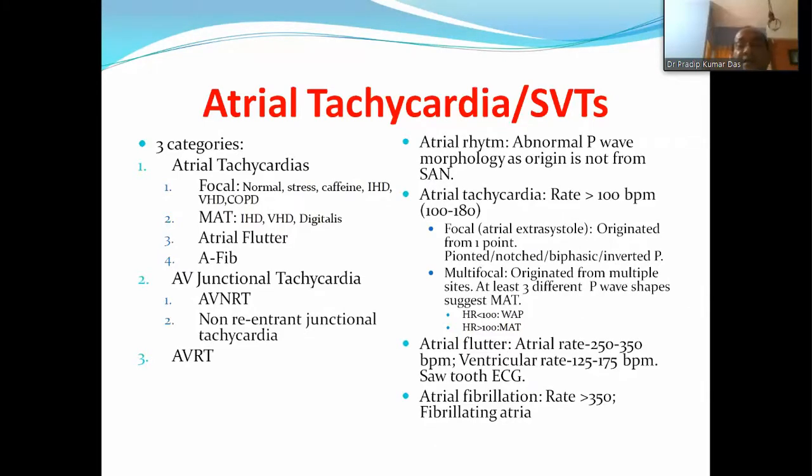Another rhythm very commonly encountered and popular in exams: atrial flutter and atrial fibrillation. In atrial flutter, the atrial rate is 250 to 350 beats per minute, but the ventricular rate, commonly seen with 2:1 block, is 125 to 175 beats per minute, and the ECG has a sawtooth appearance. In atrial fibrillation the rate is more than 350, up to 600 is not uncommon, and the atria are in fibrillating movement, like a bag of worms.